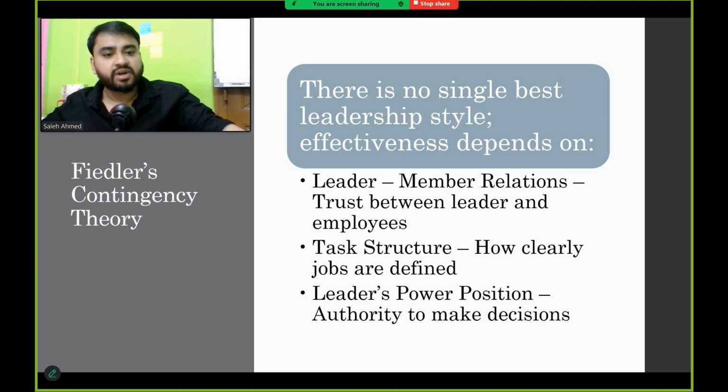Then you have leader-member relations. If there is a fair amount of trust which exists between you and your leader, then you will be more motivated to work, right? On the other hand, if that's the opposite case, then you will not be motivated enough to work. As in, your leader doesn't trust you with a lot of responsibilities or critical stuff, then you will not be motivated enough to go to the office every single day.